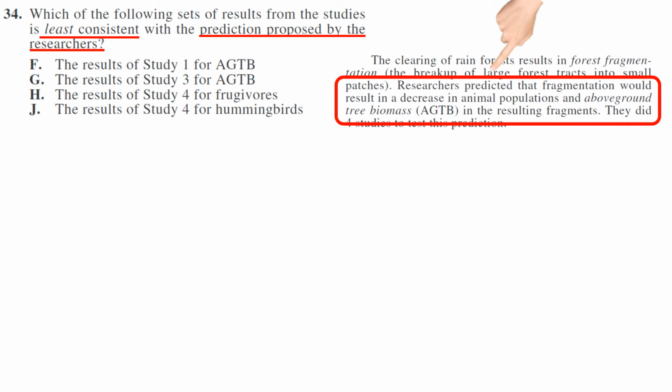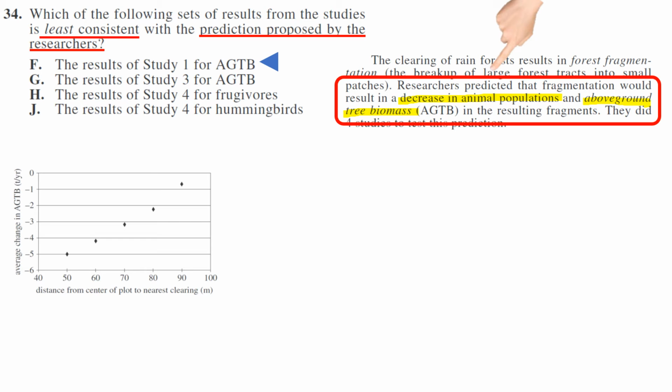There's a lot to do in this question. So which of the following sets of results from the studies is least consistent with the prediction proposed by the researchers? So put your finger on the prediction. First paragraph tells you researchers predicted that fragmentation would result in a decrease in animal populations and a decrease in above ground tree biomass, right? So it's going to go down. So we've actually kind of already answered this question. We've seen it already, but in case we don't remember, let's go through them each at a time.